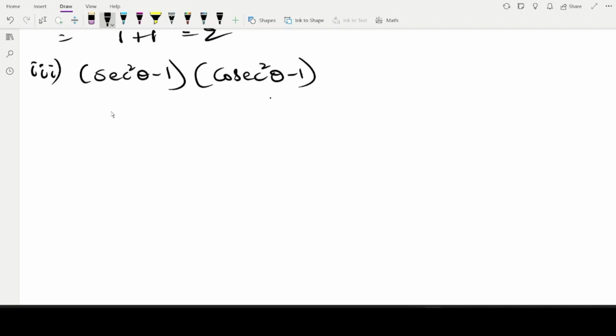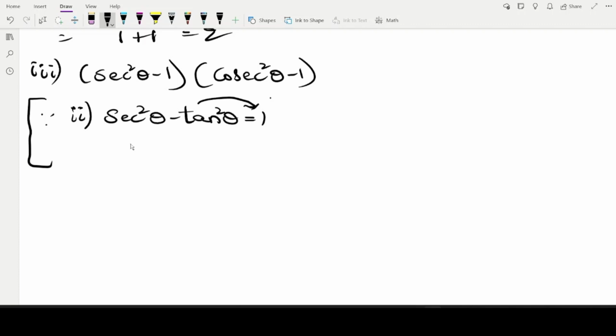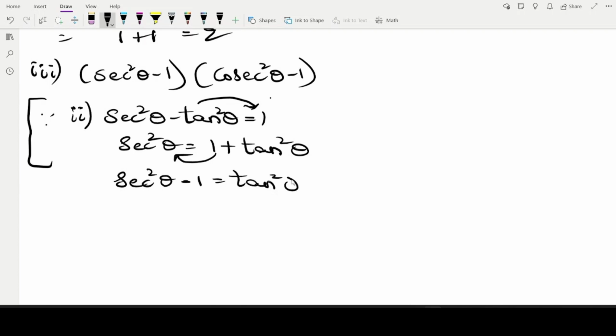You have the identities. If you want to write them, you can directly write them. Let me help you out in writing the identities. We know that the second identity is secant square theta minus tan square theta equals to 1. From here, you can write this as, if you shift the tan square theta to the other side, that becomes secant square theta equal to 1 plus tan square theta. So when we shift the plus 1 to the other side, this becomes secant square theta minus 1 equals to tan square theta.